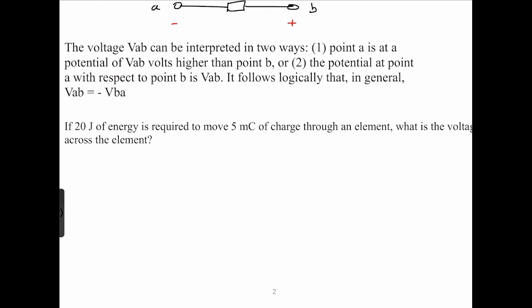The voltage V_AB can be interpreted in 2 ways. One, point A is at a higher potential, meaning it's positive. In our case, point A is at a higher potential than point B. And two, the potential at A with respect to B is V_AB. It follows logically that in general, V_AB is equal to minus V_BA.